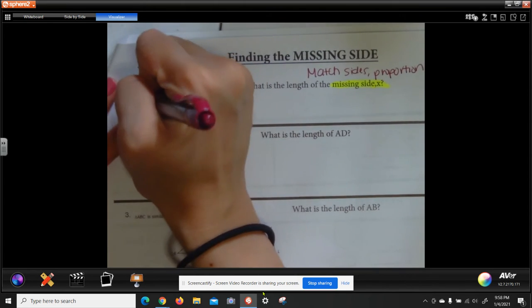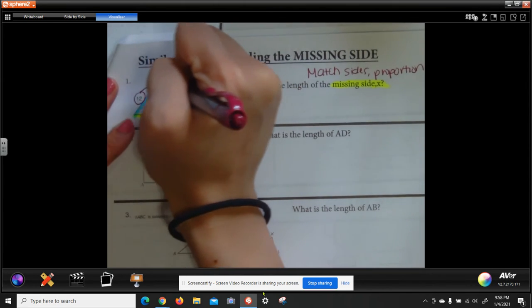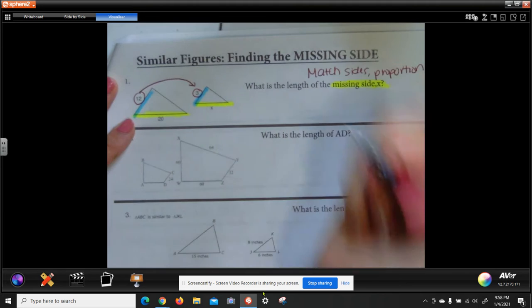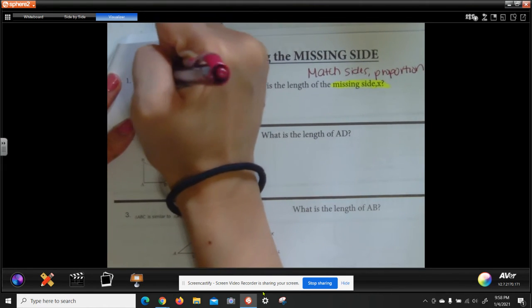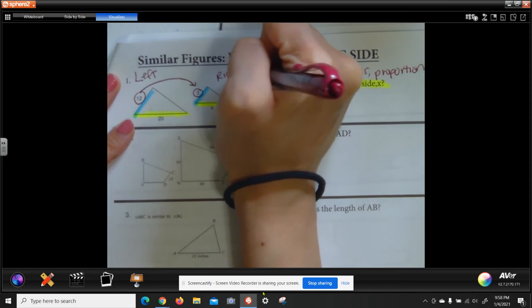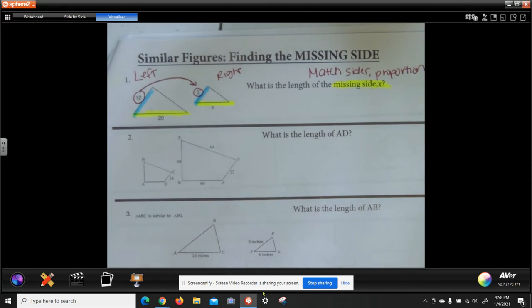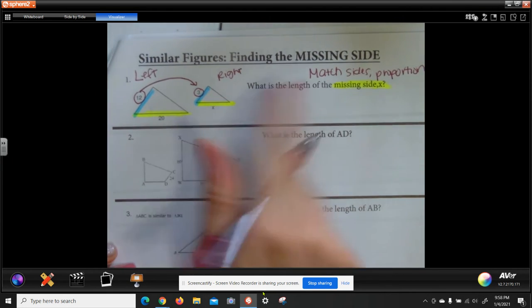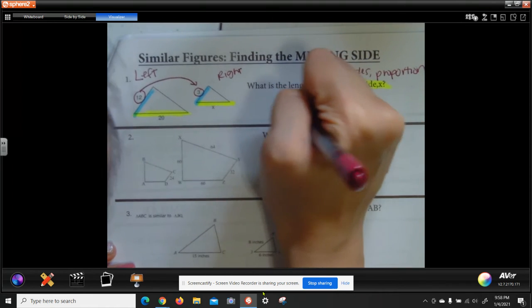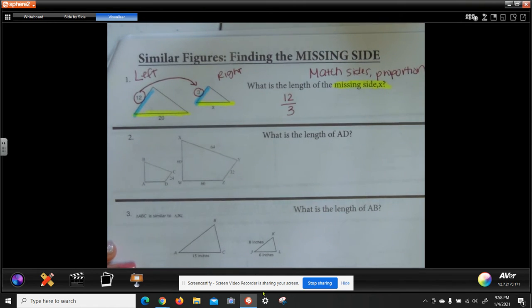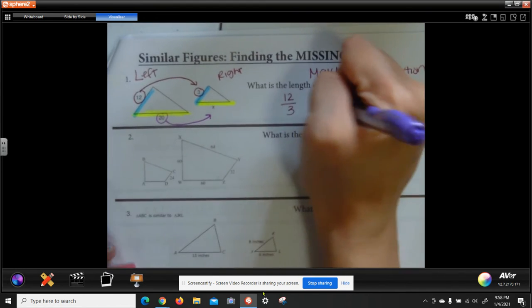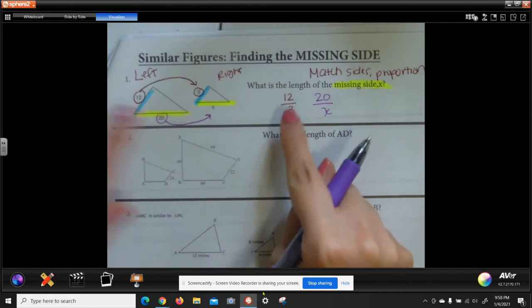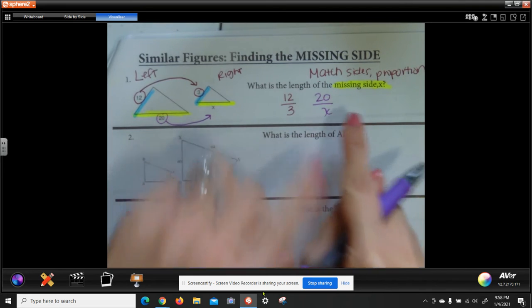Now, what we're going to do is write our proportion. 12 matches with 3. And remember that we're going to go from left to the right side, because they're side by side. Left to right. So I'm going to write 12 with 3, and then I'm going to write 20 with the X. So I'm going to put the left and then the right.